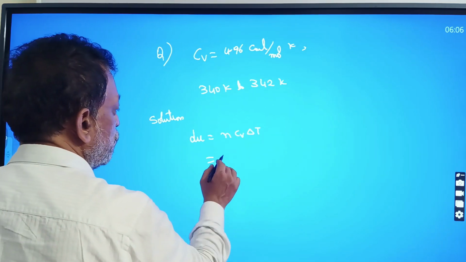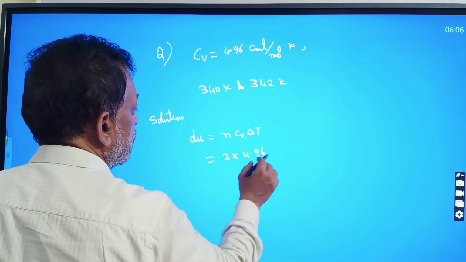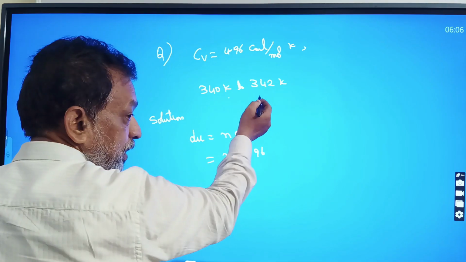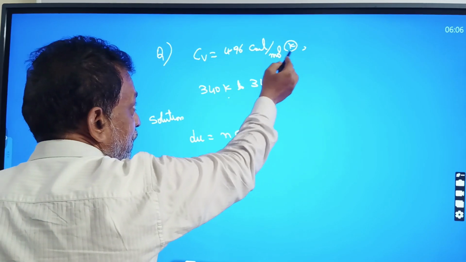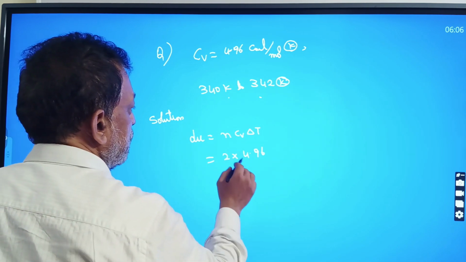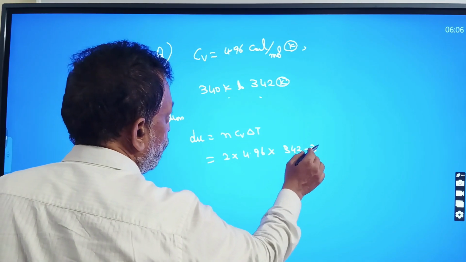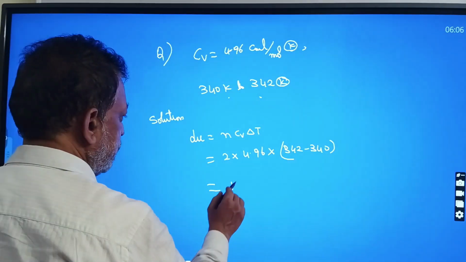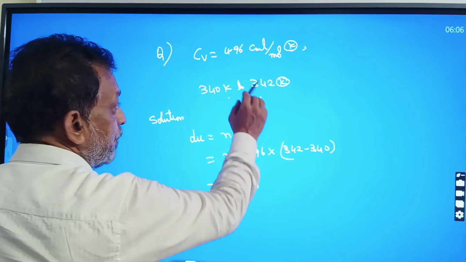Now substitute. How many moles are there? 2 moles. What is the CV value given? 4.96 calorie. The temperature is given in Kelvin. If they give degree centigrade, you have to convert. See here, check the unit. The most important thing is what unit is given. Kelvin, so no problem. CV is given, temperature difference 342 minus 340. So 19.84. What is the unit? Calorie.